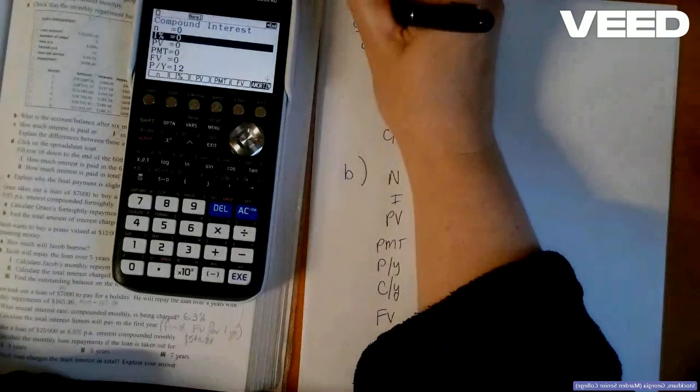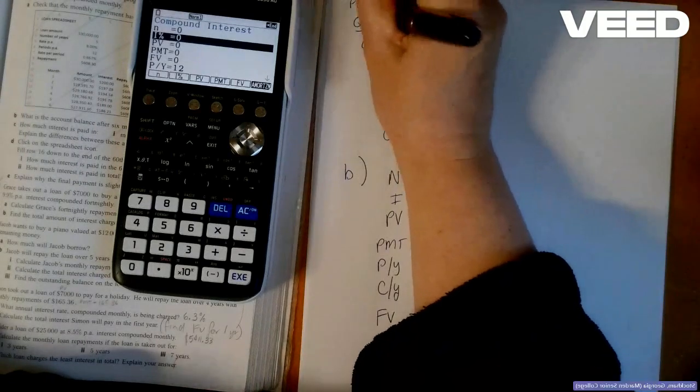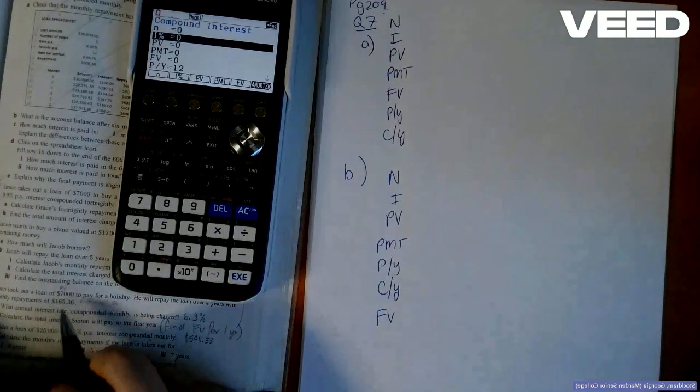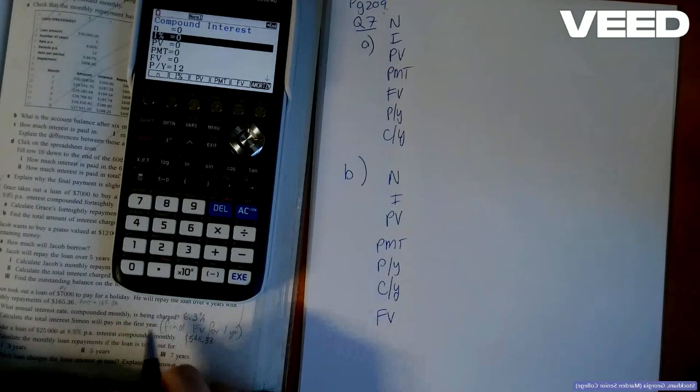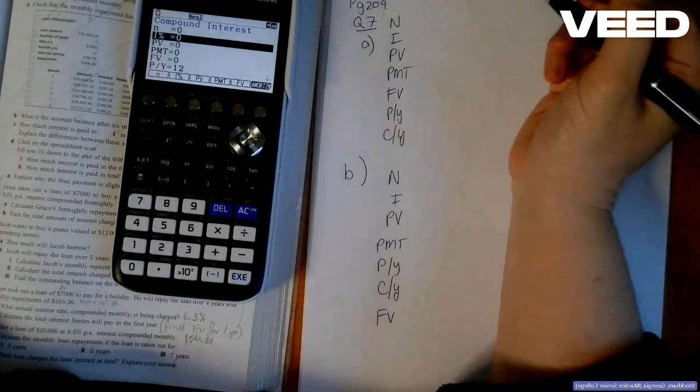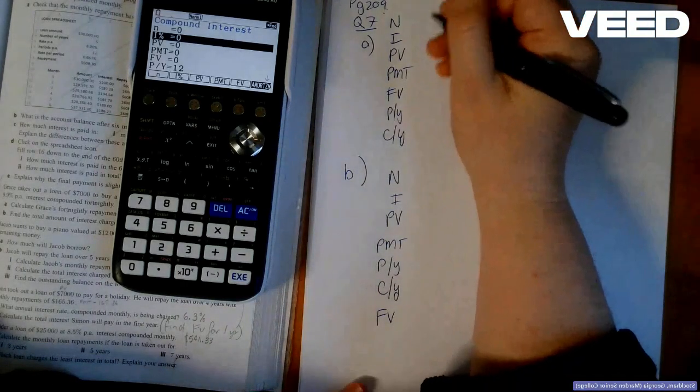Okay, we're going to look at question 7 on page 209. I'm going to go through this. Simon took out a loan of $7,000 to pay for a holiday. He will pay the loan over 4 years with a monthly repayment of $165.36. So, let's firstly think about what information we have.